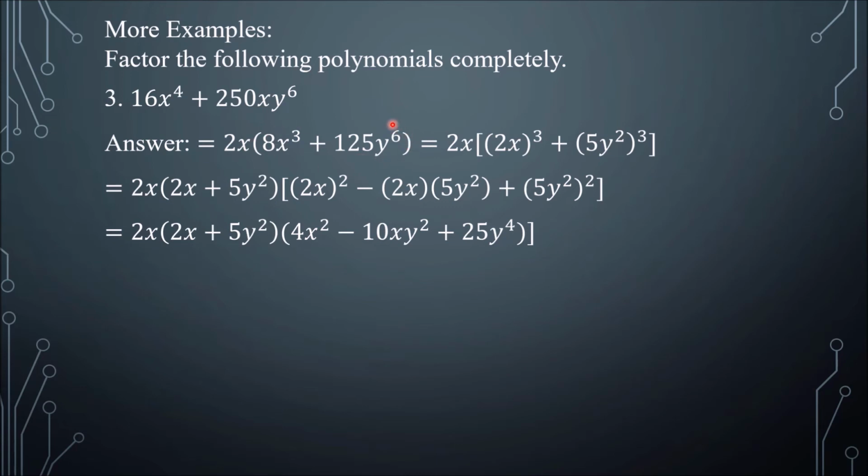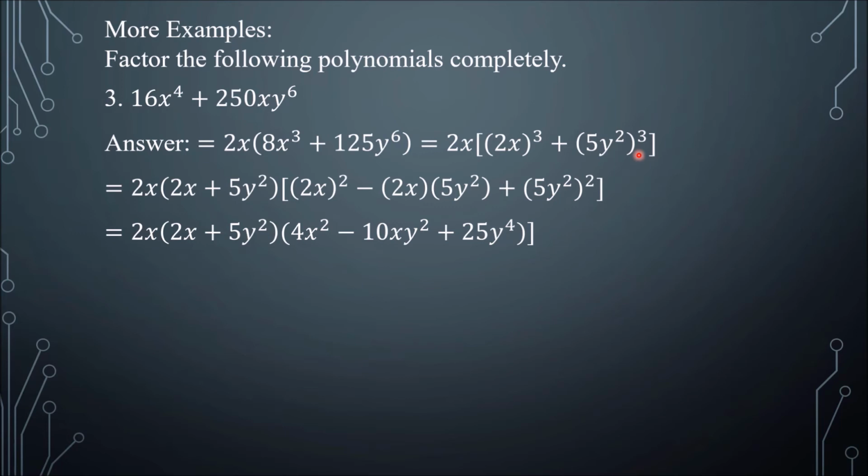Now we need to know if this is a sum or difference of 2 cubes. So 8x cubed is 2x cubed. 125y raised to 6 is 5y squared quantity cubed. Therefore, this is a sum of 2 cubes. So you have this cube and you have this another cube.